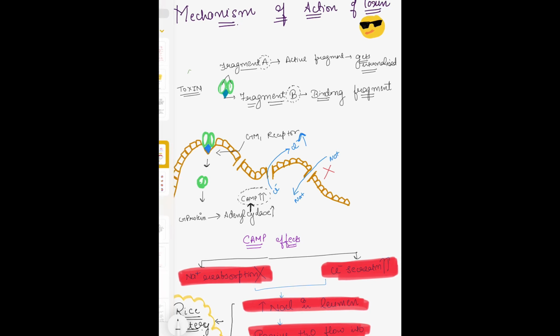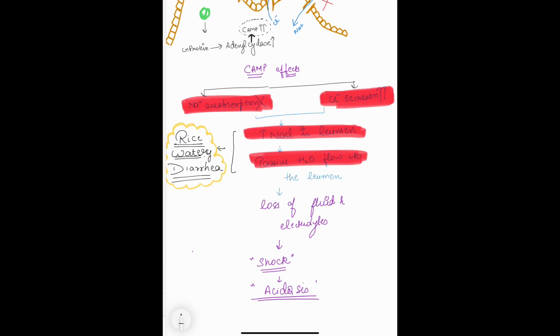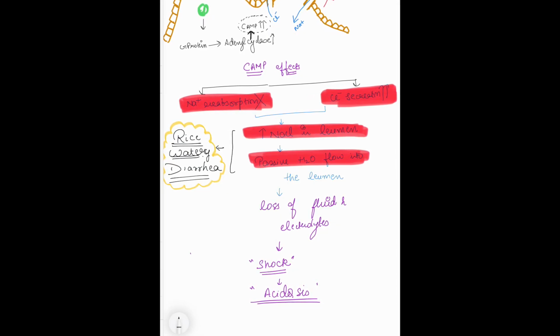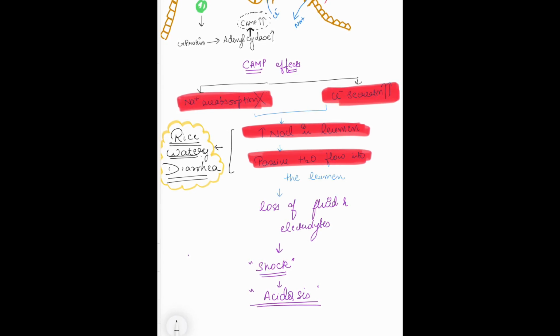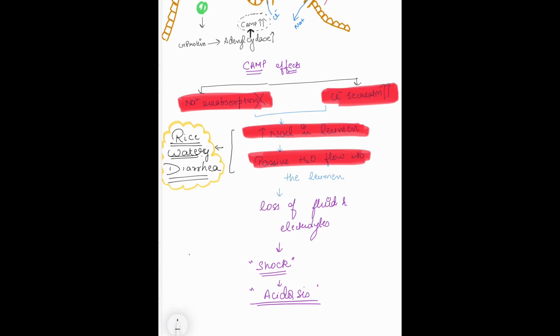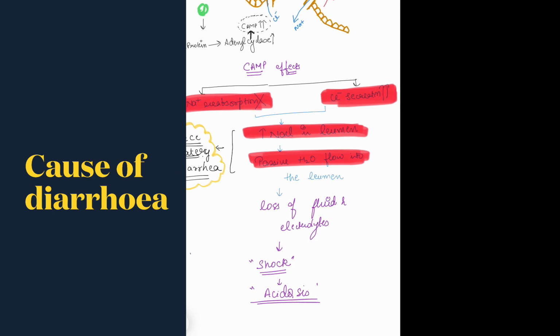Increased activity of cAMP causes decreased absorption of sodium and increased secretion of chloride into the lumen, which causes increased NaCl in the lumen. This is followed by the passive outflow of H2O into the lumen, which causes a loss of fluids, electrolytes and carbonates, which ultimately leads to shock and acidosis. This causes rice watery diarrhea.